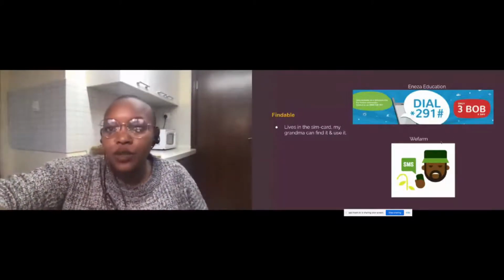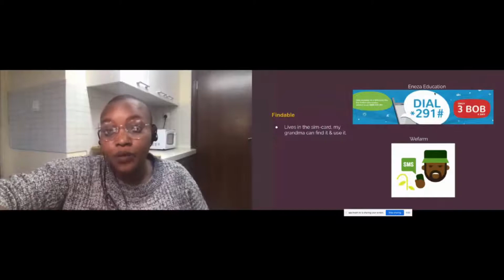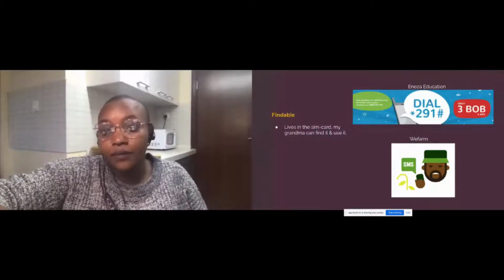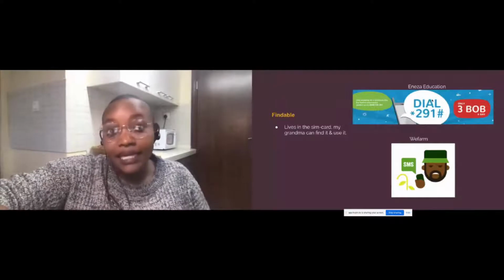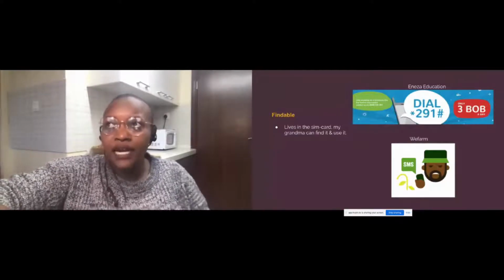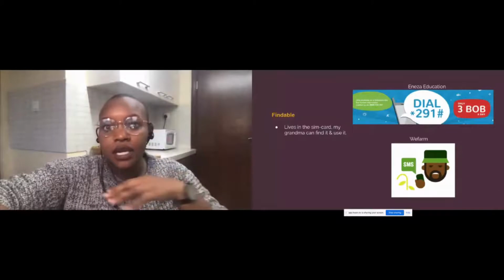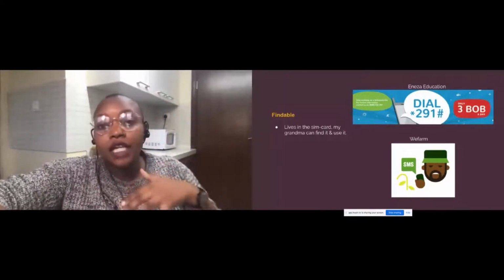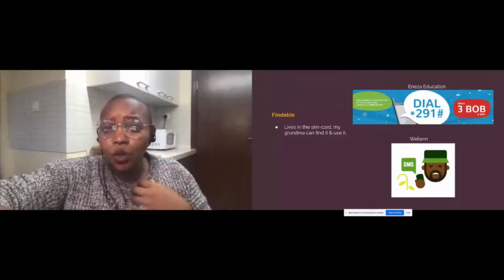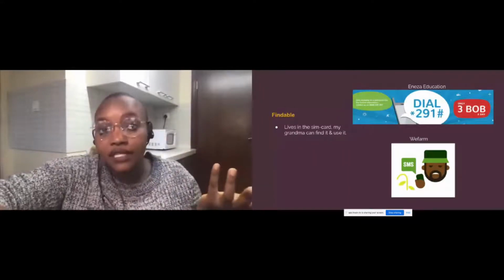And two examples on this factor would be Eneza Education and WeFarm. Eneza Education is an edtech company here locally. What Eneza does is that it provides syllabus content to kids in school, right? So right now, where there's Corona and guys are still at home, kids can still study even if they don't have access to the internet.